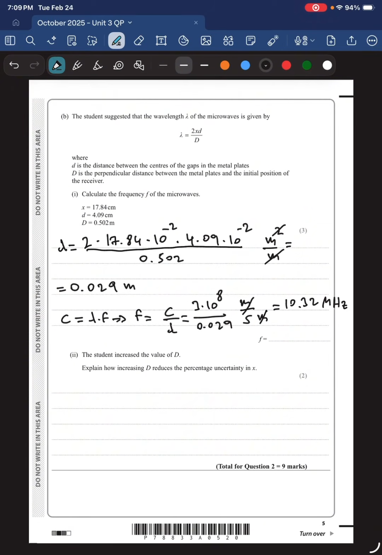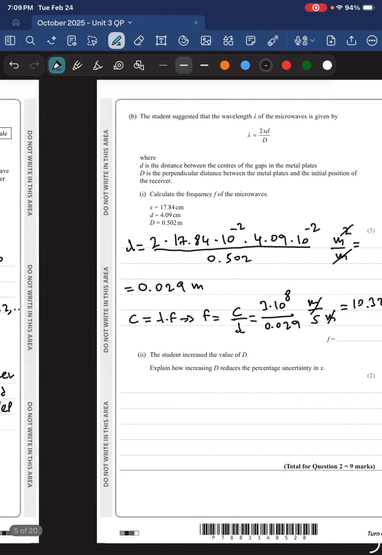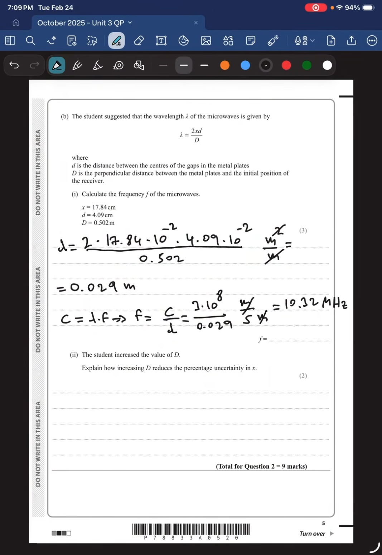Explain how increasing D reduces the percentage uncertainty in x. So x again, what is x? Where is x? Okay, x is the distance from the initial position to the position of a minimum. So what's going to happen if D increases?